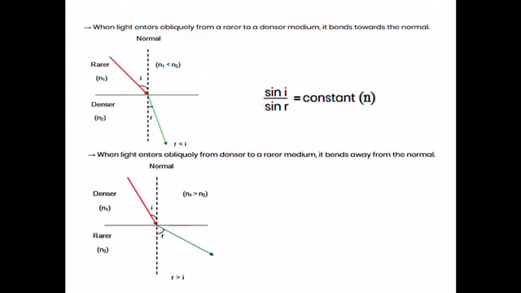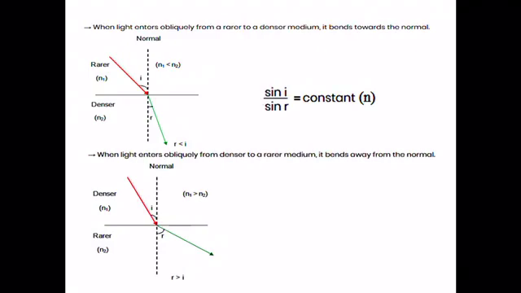A ray of light when passing from rarer medium where the speed of light is high to the denser medium where the speed of light is less, will bend towards the normal. That green light you can see, angle I is greater, angle R is smaller. In the second diagram you can see a ray of light passing from denser to rarer. Angle I is smaller, R is bigger. It will move away from the normal. When light passes from high speed to low speed, it moves towards the normal. When light passes from low speed to high speed, it moves away from the normal.